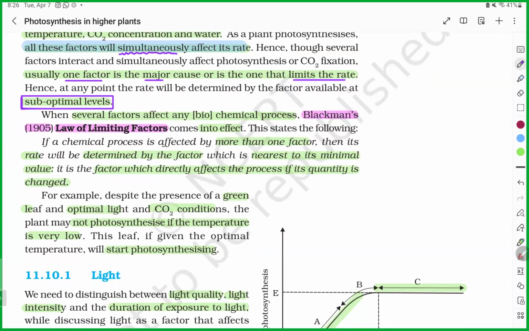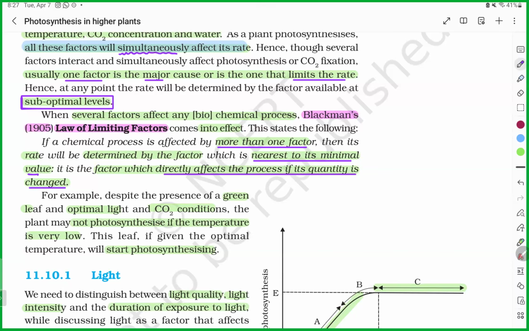Correct. And what he said: if you have a chemical process affected by more than one factor, then the rate will be decided by the factor that is nearest to the minimum value. And it is the factor that directly affects the process if its quantity is changed. I'll give an example. You want to make a house, a big home.